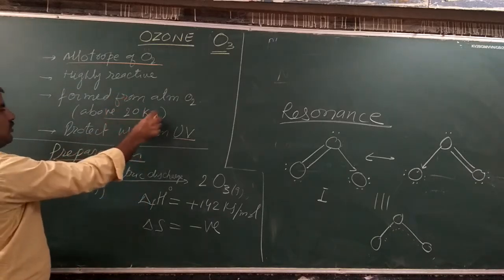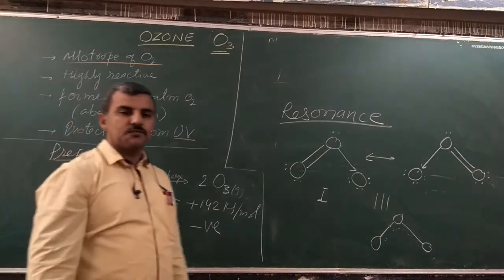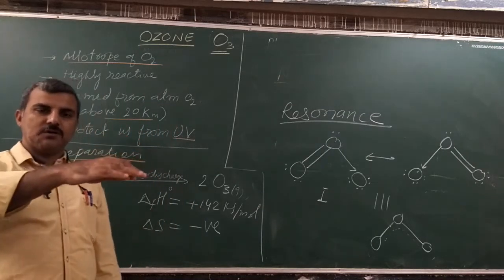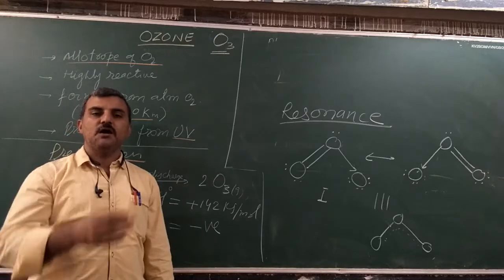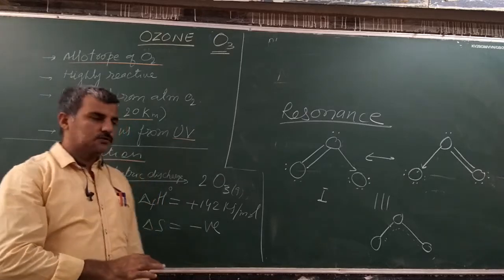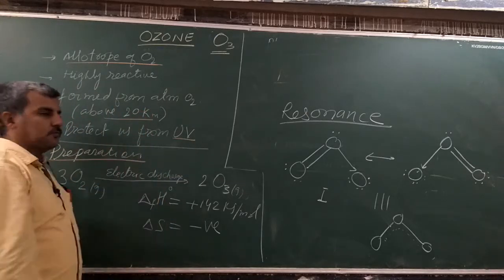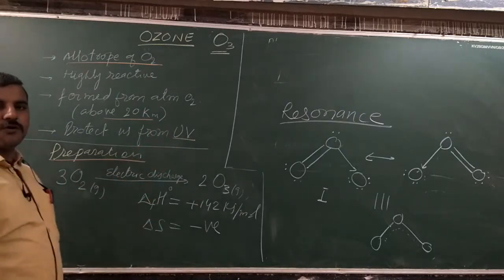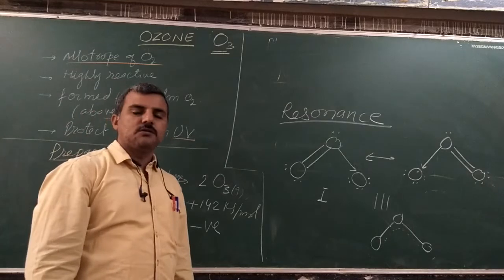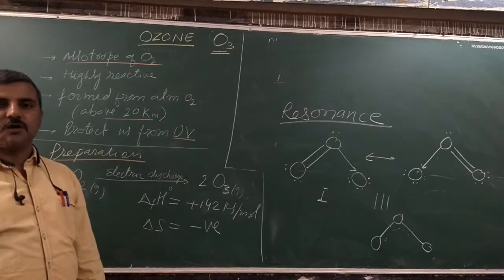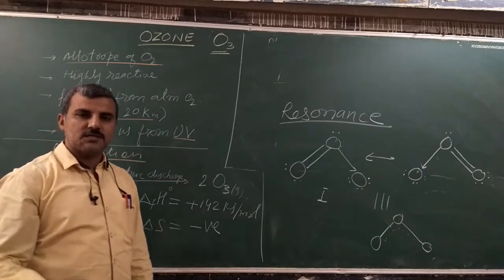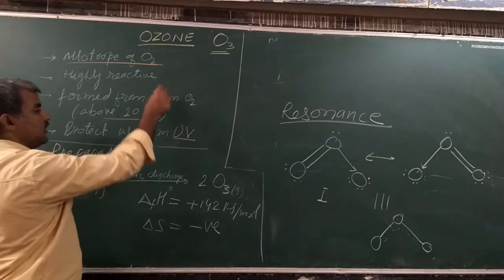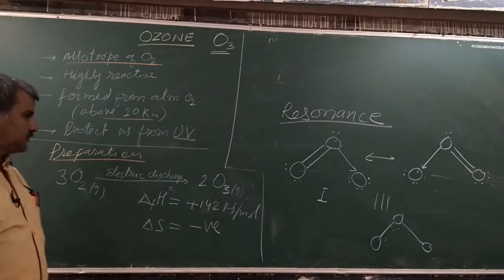It is found about 20 kilometers above the earth's surface, because at sea level, at the surface of the earth, it is highly unstable. That's why it is found above 20 kilometers, and we know it protects us from ultraviolet. From the sun, ultraviolet rays come which are harmful for our skin. These rays cause skin cancer. So the ozone layer protects us from ultraviolet.